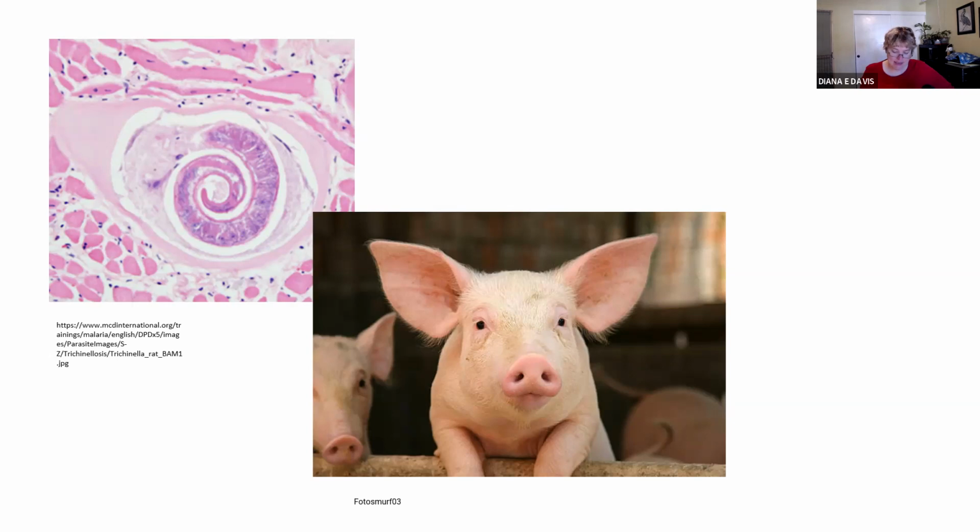Norovirus is a real problem on cruise ships. A lot of people get food poisoning on cruise ships that's actually a norovirus. And not all strains of E. coli cause disease.